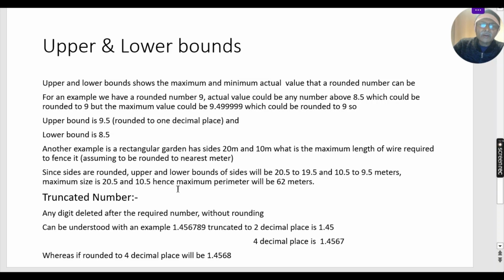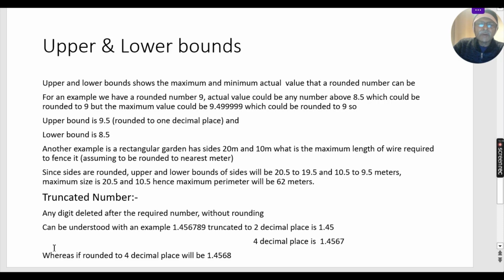A similar word is truncated number. Truncated means it is cut. Here we don't round off the numbers. Simply we ignore or cut the number. You can say any digit after the required number is deleted without rounding off.